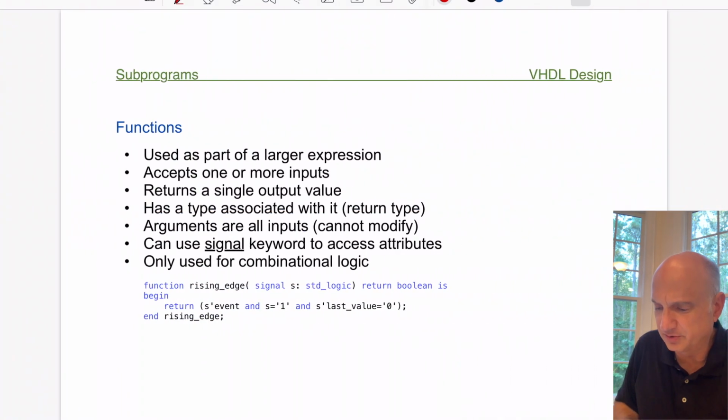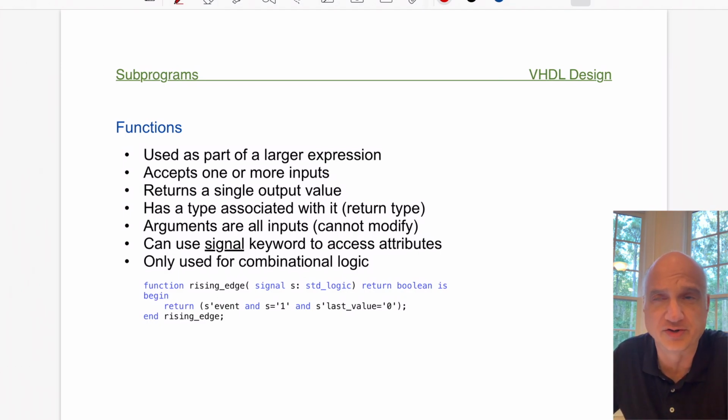So let's take a look first at what functions look like. Now we've already gone through code and used functions in our design. In fact, we've been using a function called rising edge over and over and over again as a way to detect whether there is a rising edge on a clock signal. So that's something that we've made great use of and found incredibly beneficial.